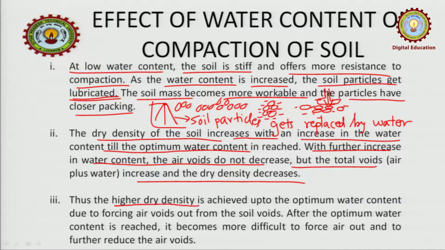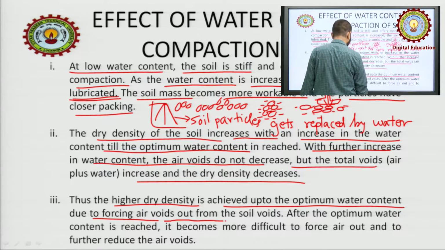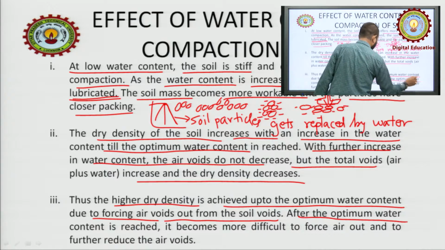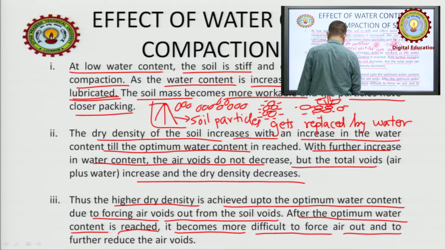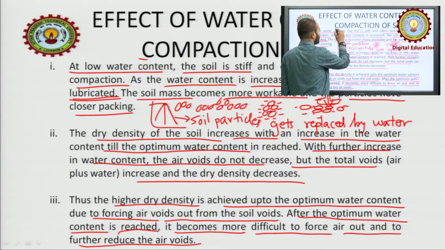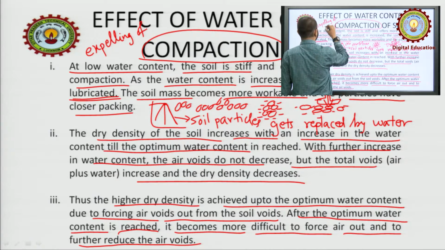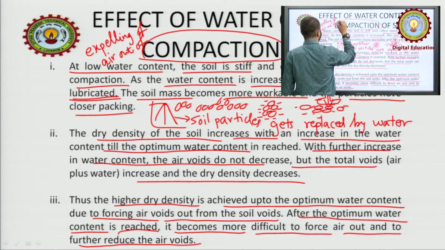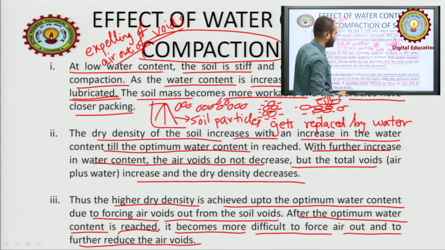Thus, the highest dry density is achieved up to the OMC or OWC due to forcing air voids out from the soil voids. After OMC or OWC is reached, it becomes more difficult to force air out and to further reduce the air voids. Okay. You know that compaction, remember, is the process of expelling air out of voids. This is the process of compaction.